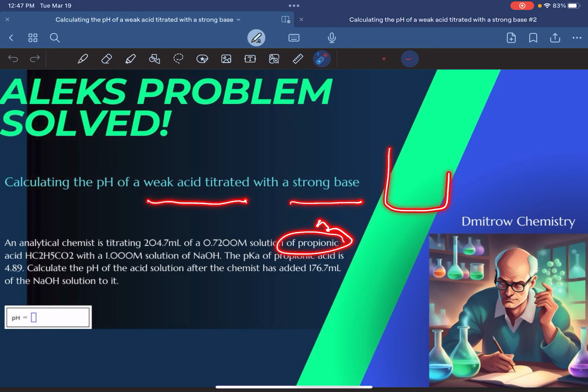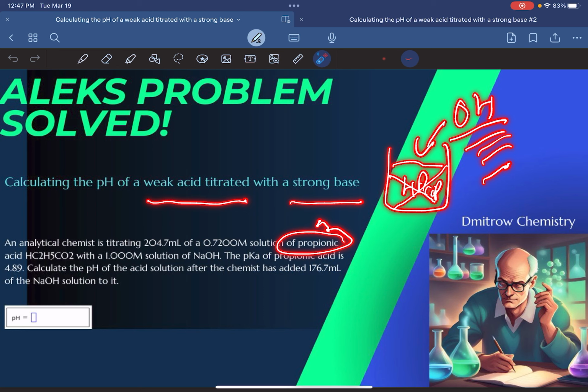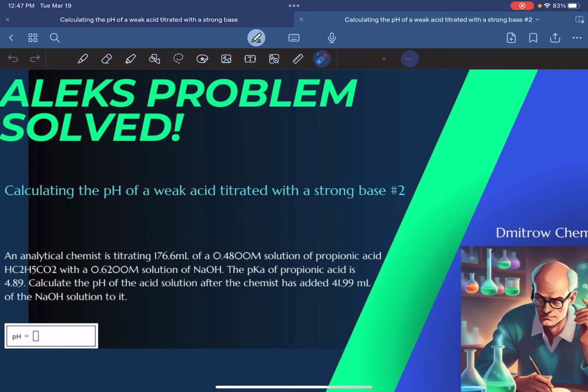But here's what happened here. In this first scenario, we had a container, and we had the H prop, that's our short way of saying it, in here, and we added OH minus into it. But we added so much OH minus that at the end, all we had left was the OH minus. We didn't have any of the acid left. So when we did the calculations at the end, all we had to worry about was just figuring out what the pH was of the remaining OH. In this case, and I don't want to spoil it for us, we're going to do the same thing.